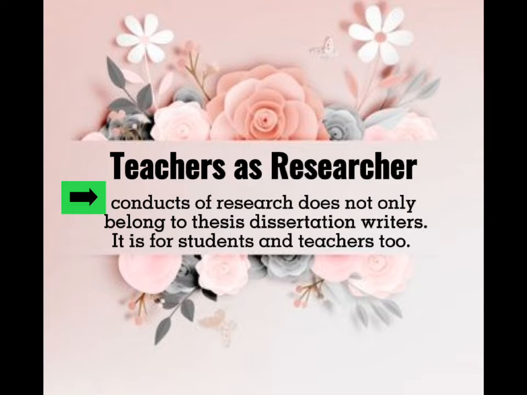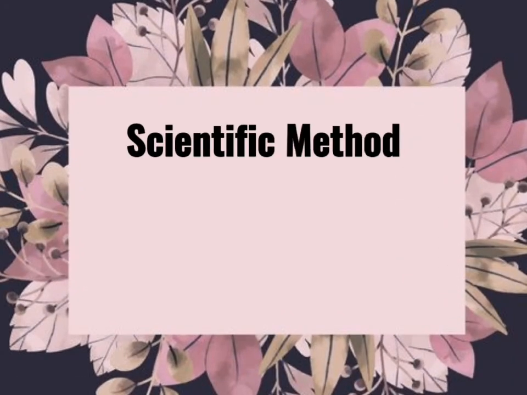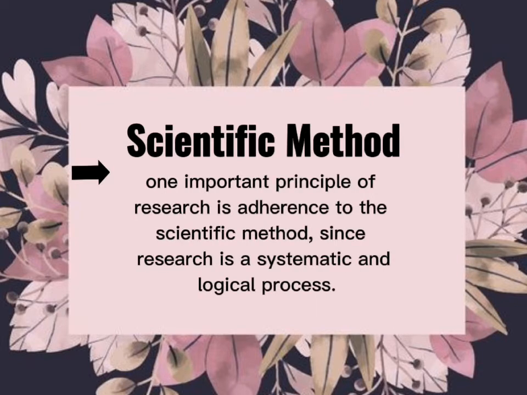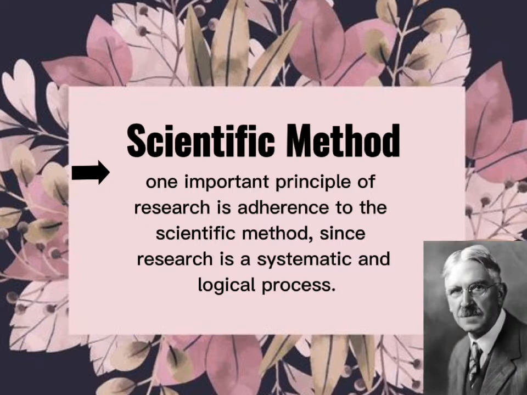Since we've all tackled research, it is necessary to talk about the scientific method. One important principle of research is adherence to the scientific method, since research is a systematic and logical process. And according to John Dewey, there are 5 steps in the scientific method. To begin with, identify and define the problem. The very basic one, and I know we're all familiar with this.